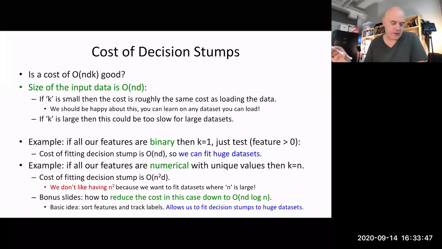This is not testable material, not critical for the course, but you should be aware that if you're smart about sorting the features, and you do a reasonable job of tracking the right stuff, you can cut down the cost of fitting a decision stump to O n d log n, which is a lot better than n squared. So you can still fit decision stumps to huge data sets, which is going to be important because we're going to want to fit decision trees to very large data sets.